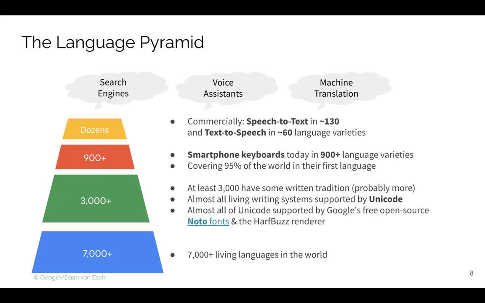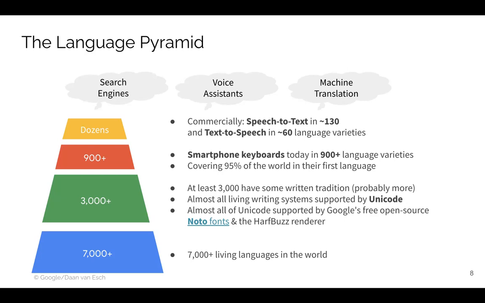And for almost all of these, the writing of the language can be supported in a digital format by fonts. Fewer languages have access to the input mechanisms of smartphone keyboards. So around 1,000 languages now have keyboards that the language communities can input their communication into devices. So this is interesting that of these 900+ languages, this covers about 95% of the world's population in their first language. So there's quite a good coverage of population being able to input their language into the digital devices.